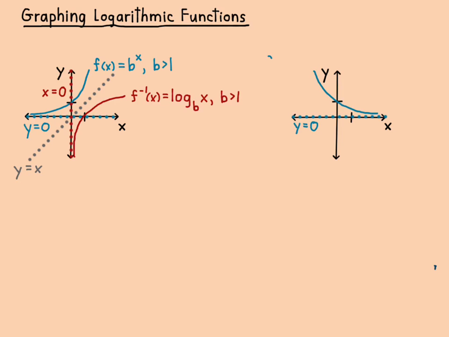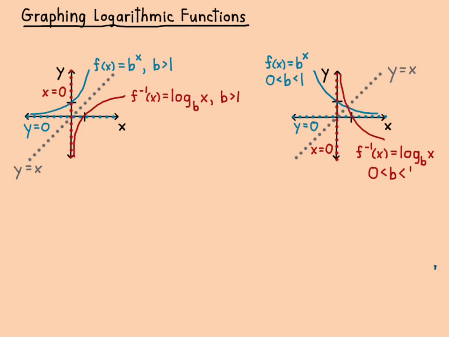And now we're going to do the exponential decay one. So this is when the base is between 0 and 1, and its inverse function is log base b, where b is between 0 and 1, the same b as the original one, and that looks like that.